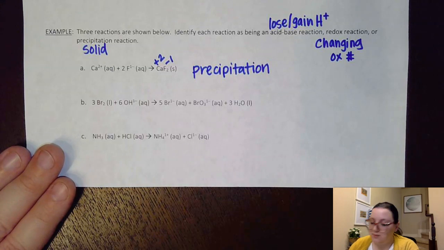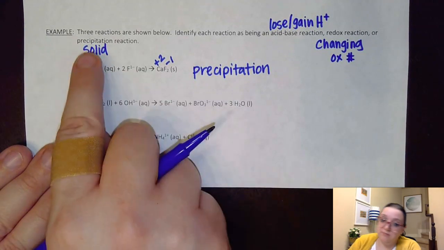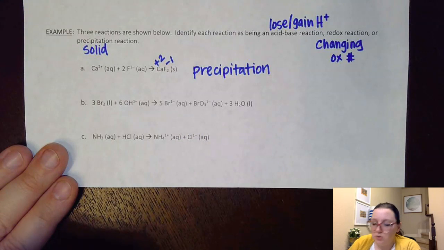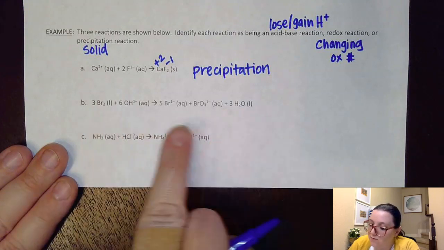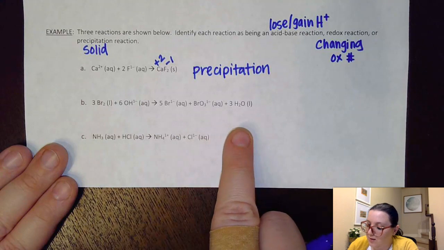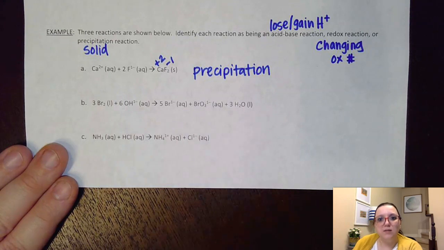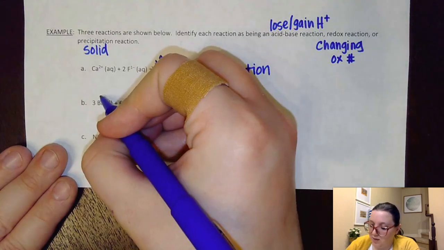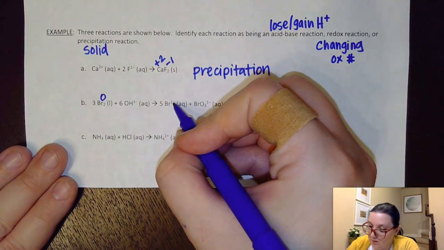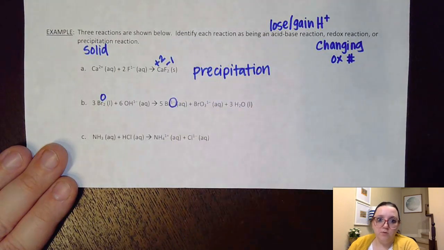Woo, that looks like a doozy, doesn't it? And if I start looking at it, I'm like, well, I don't see any kind of solid forming, so that rules out precipitation. And I don't see any kind of transfer of losing and gaining an H+. Like, yeah, I have H2O over here and OH over here, but it wasn't like I transferred a hydrogen from one substance to another. So let's check and see if oxidation numbers changed. Well, I can kind of tell off the bat that they did. I noticed that bromine here is by itself, so that's 0. And I see bromine over here has a -1. So even if I don't know what else is happening in there, I know at least one oxidation number changed.